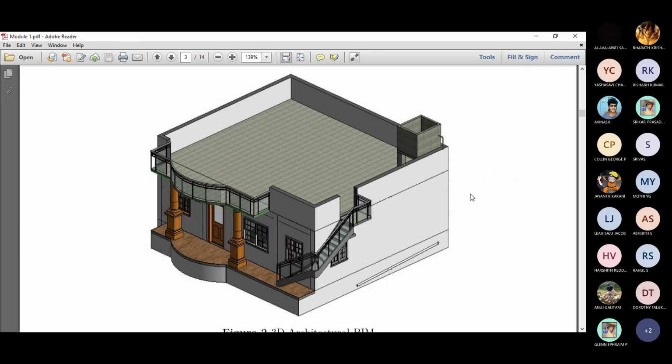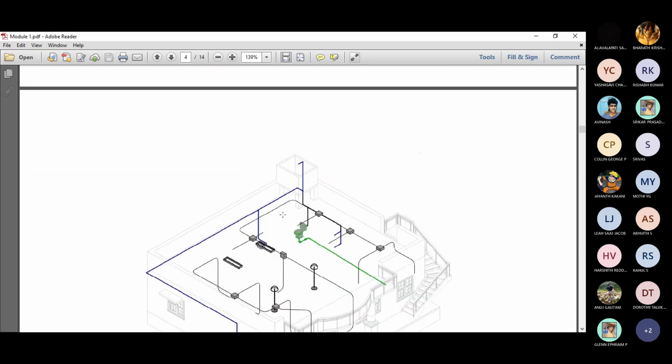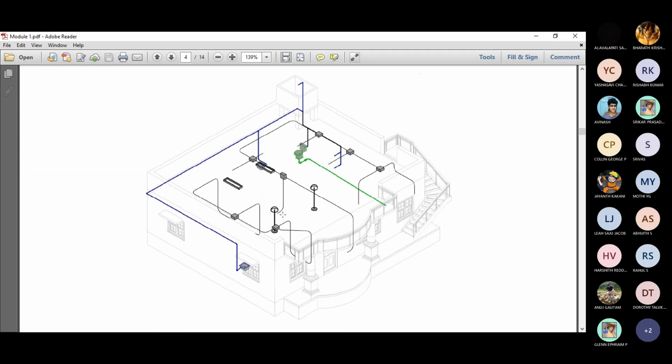So wireframe modeling is making this a little transparent, with the level of transparency we require, and we can keep it like that. And then this is the wireframe mode. So that's the same building. We masked all the architectural elements, and this is an MEP model. MEP stands for mechanical, electrical, and plumbing.